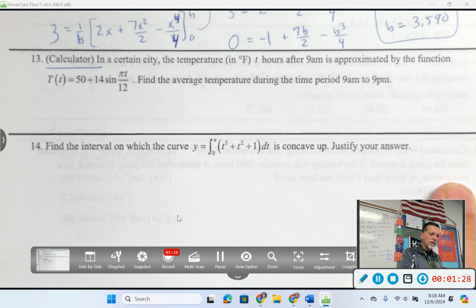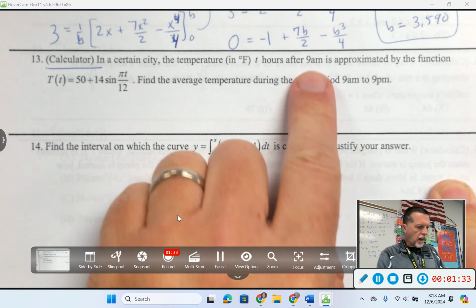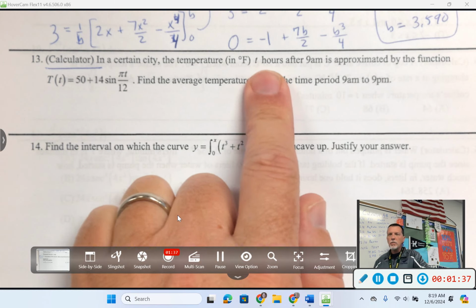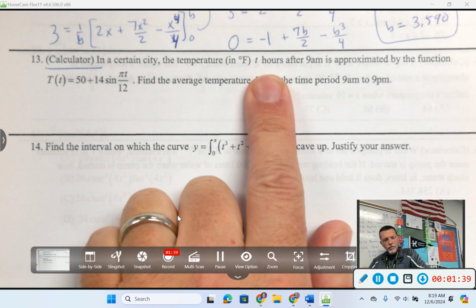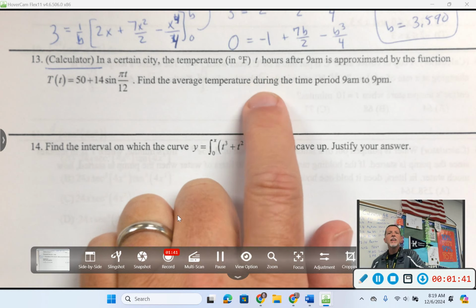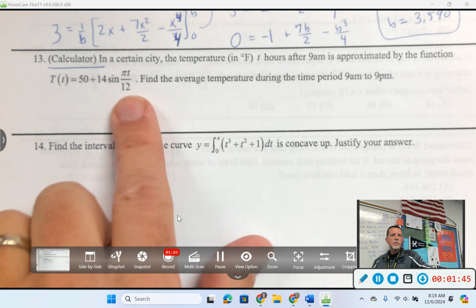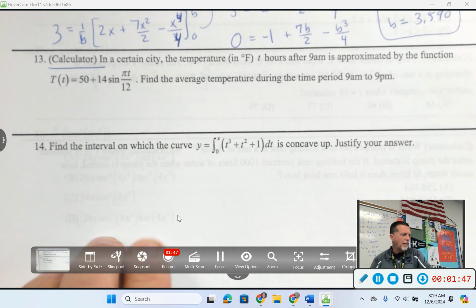13, with calculators, that's nice. In a certain city, the temperature T hours after 9 a.m. Okay, so that means T represents the hours from 9, starting at 9. So T equals 0 is 9 a.m. It is given by this function. Find the average temperature.